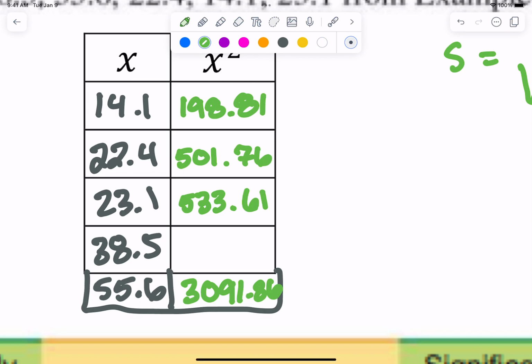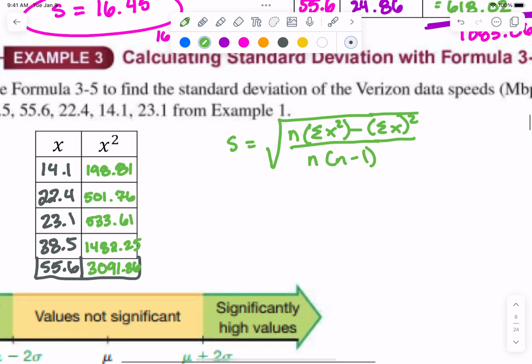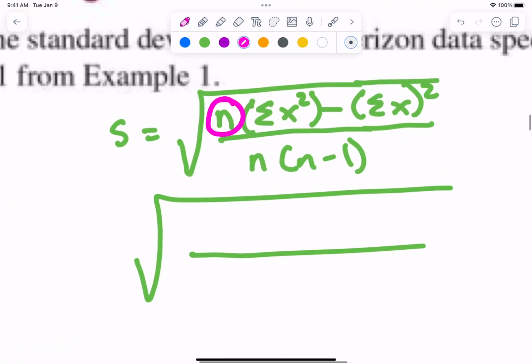You're just squaring these numbers. Get it, Jake. 1,482.25. Okay. Now these numbers should go up, right? Like in order because our other numbers were in order. Okay. All right. Now we just have to plug stuff in. So we're doing the square root of all this stuff. N is the first thing that we put. What's N? 5. 5 times.